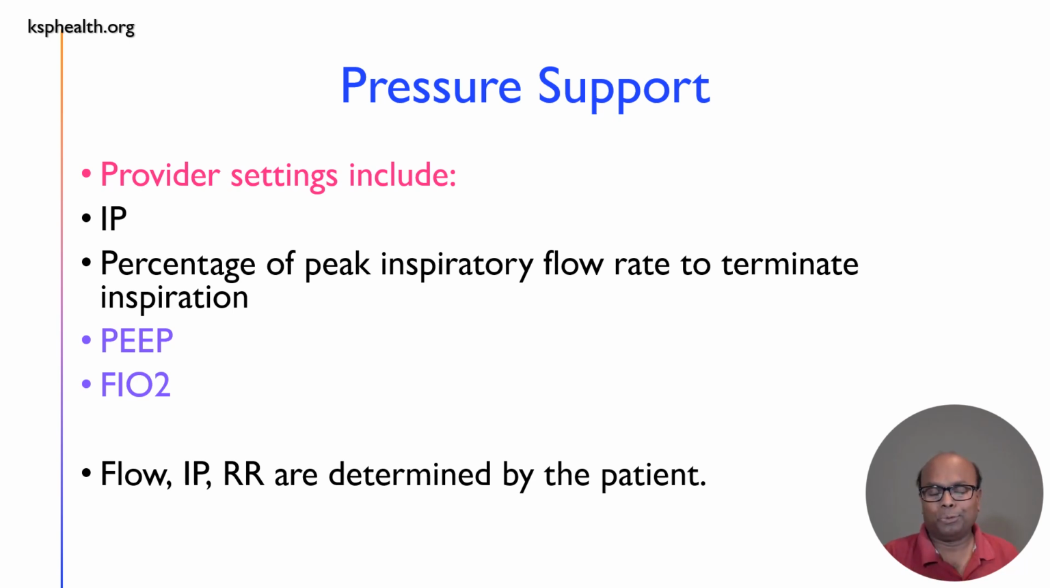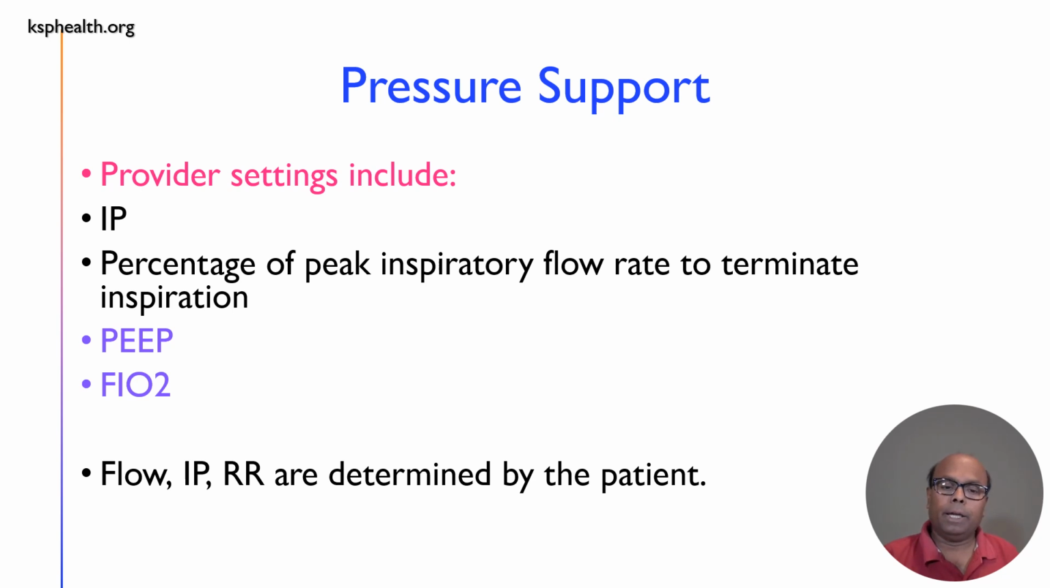Pressure support is the third most common. I often use it as a weaning mode rather than an initiation mode, but in some conditions, pressure support alone may be necessary. What are the settings the provider sets for pressure support? PEEP and FiO2 we already discussed. Other one is the inspiratory pressure. And in some settings you can fix inspiratory flow rate too.